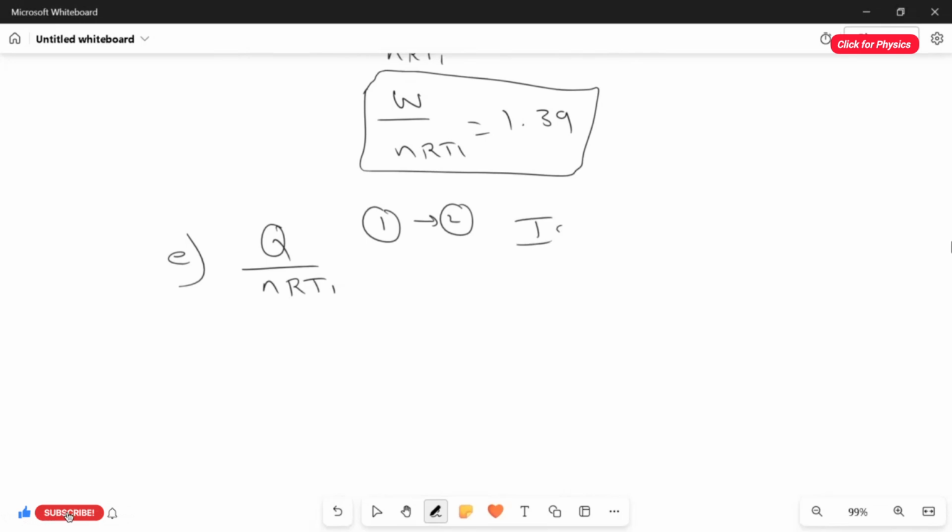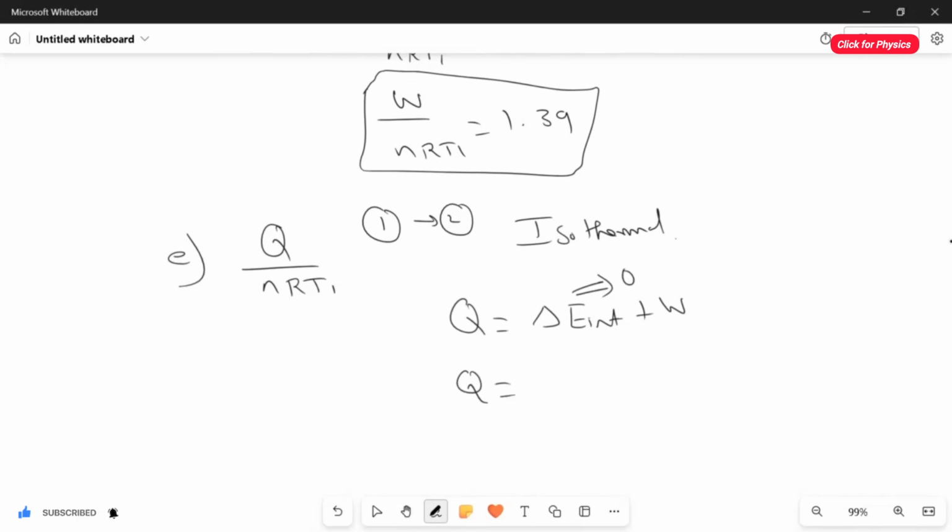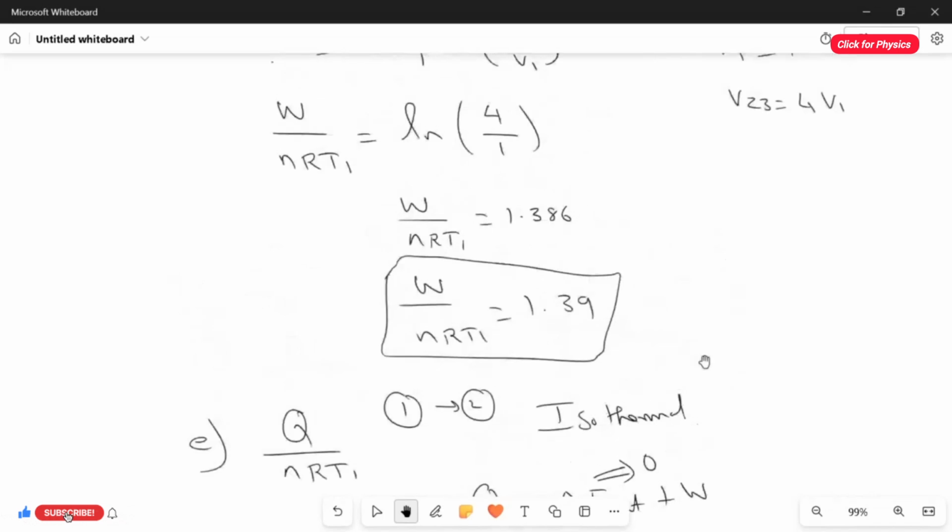So this is isothermal, right? So in isothermal, let's rewrite the first law of thermodynamics. Q is equal to change in internal energy plus work done, right? In isothermal, your change in internal energy is equal to 0. So that means we will get Q equal to W. Now for this W, let's take the answer, because in the previous part also we found the answer for this from point 1 to 2, path 1 and 2.